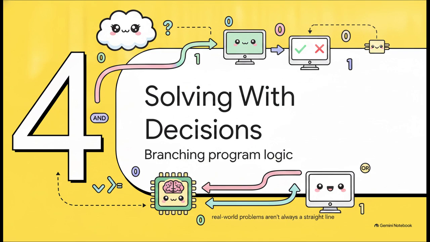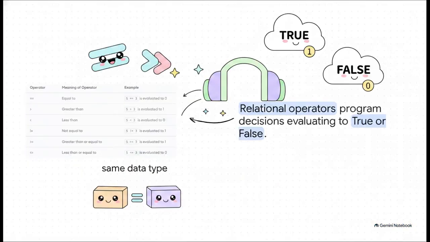Which leads us to Section 4. Problem solving with decisions. Time to introduce some branching program logic. Because let's be real, real-world problems aren't always a straight line, right? Sometimes the computer actually has to make a choice.